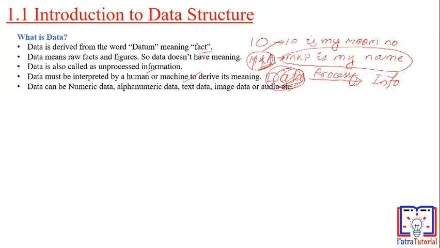So how many types of data do you know? There are different types of data, right? Like numeric data, alphanumeric data, and text data, image data, audio data, or it can be video data also, okay?